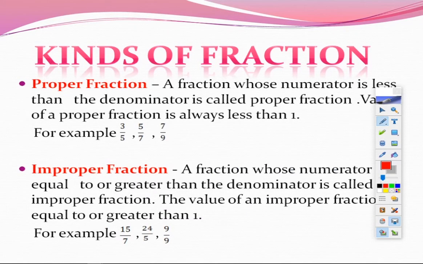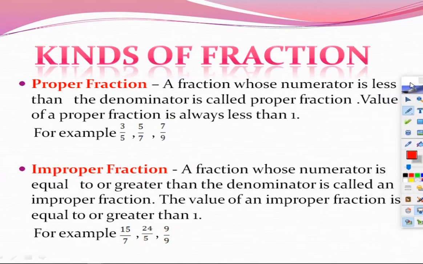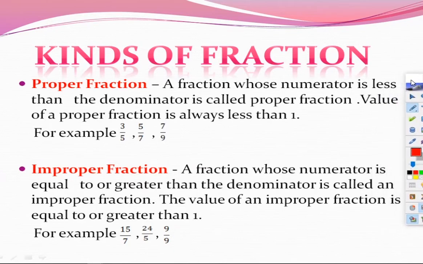Kinds of fraction. First type of fraction is the proper fraction. A fraction whose numerator is less than the denominator is called a proper fraction. Value of a proper fraction is always less than 1. For example, you can see here 3 by 5, 5 by 7, 7 by 9. Here all the numerators are less than the denominator and value of each of the fractions is less than 1.